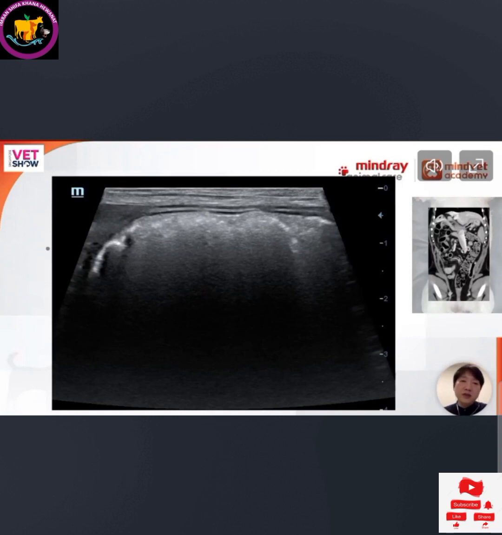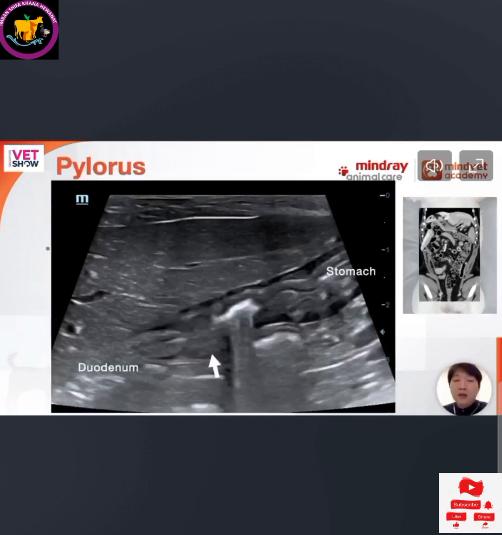In this picture, you will see the stomach is markedly distended, and there is a lot of food producing an acoustic shadowing artifact that can obscure any lesion below it. In patients with vomiting or suspected foreign body, the pylorus should be investigated because most gastric foreign bodies may obstruct in this region.